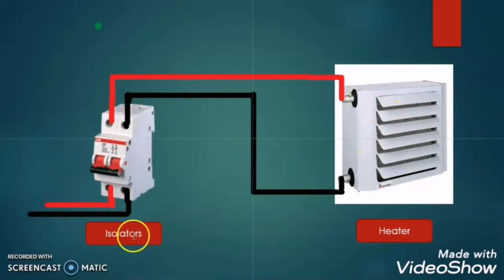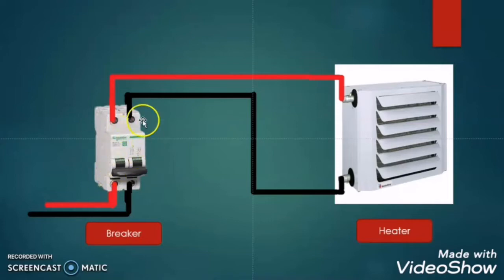But in case of the isolator, suppose there is a short circuit or an overload condition in the network, this isolator will not sense anything. And as I told you in difference number 2, it is not an automatic device, so it will not turn off automatically. So the function of the isolator here is to just isolate this load from the power supply source when this load is not in the running condition.